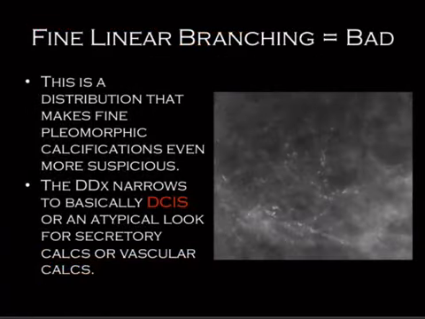So fine linear branching is the worst pattern of calcification that you can have, and this basically narrows the differential to DCIS. So if you're seeing that dot-dash-dot appearance and it's branching and it really looks like that's outlining the duct, especially if they're fine pleomorphic, you're pretty much expecting that to be DCIS when you recommend, and you have to recommend, biopsy. Some people would even call it BI-RADS 5 because they're so sure that that's what it's going to be.